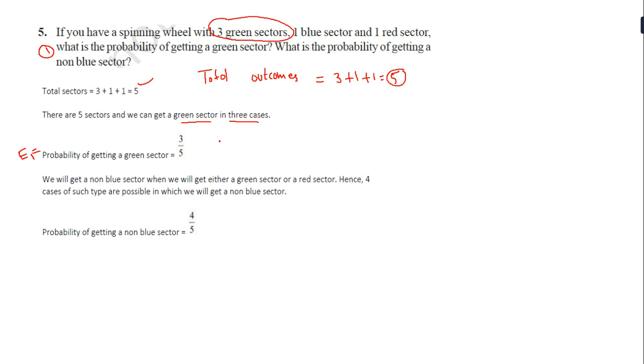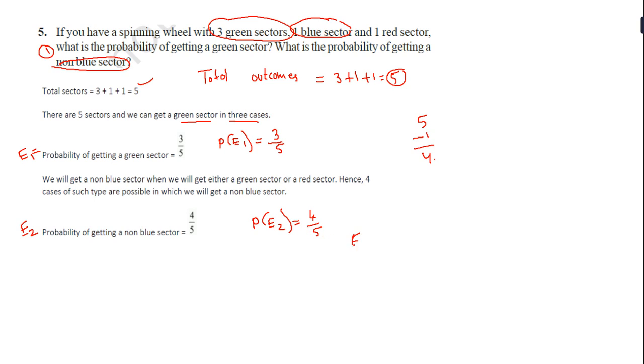The probability of getting a green sector, that is P(E1), is equal to 3 by 5. Now we will get a non-blue sector when we get either a green sector or a red sector. Hence 4 cases are there. Not blue sector: the blue sector is only 1, so 5 minus 1 is 4. Hence we write E2, so P(E2) is equal to 4 by 5.